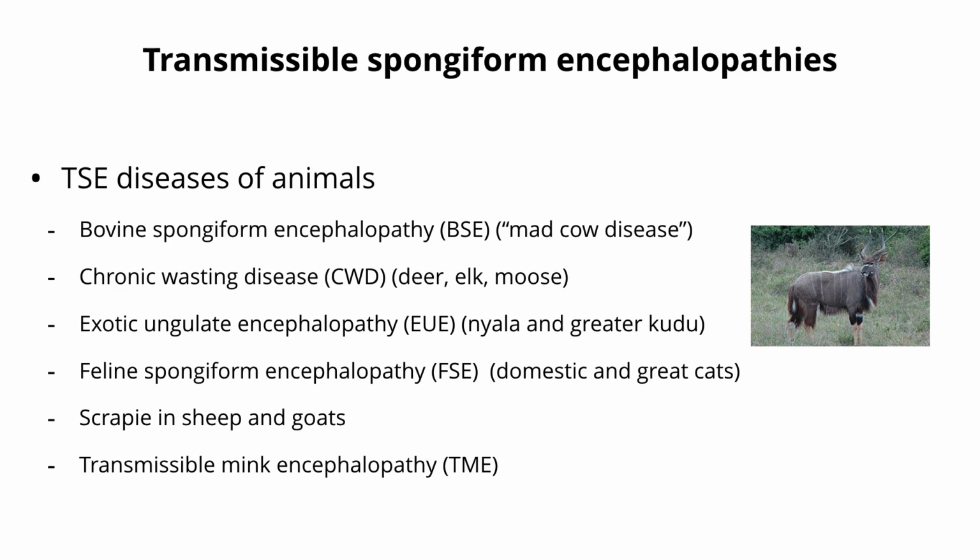Feline spongiform encephalopathy. Your pet cat could get it if you fed it contaminated food. And great cats out there, we've given it to great cats in zoos by feeding them contaminated food. Scrapie in sheep and goats, and then minks get it as well. And there is actually a reason why all these animals get it, which we'll touch upon later.